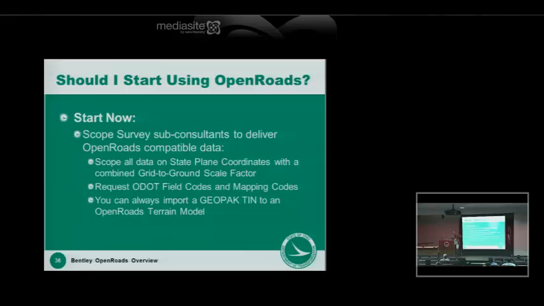Request the ODOT field codes and mapping codes, and you may request it and not get it. And I've heard all kinds of stories about survey problems. And the thing that is kind of nice in the current OpenRoads development is you can always export that stuff to a GPK in 10.